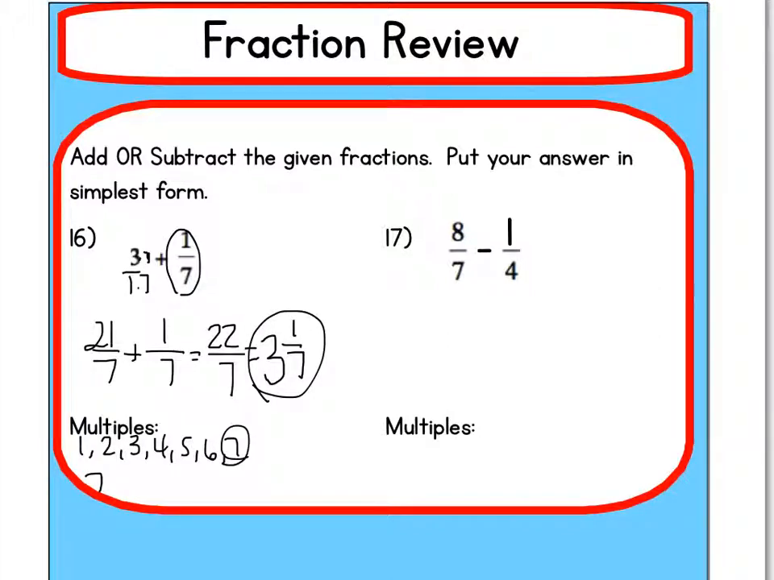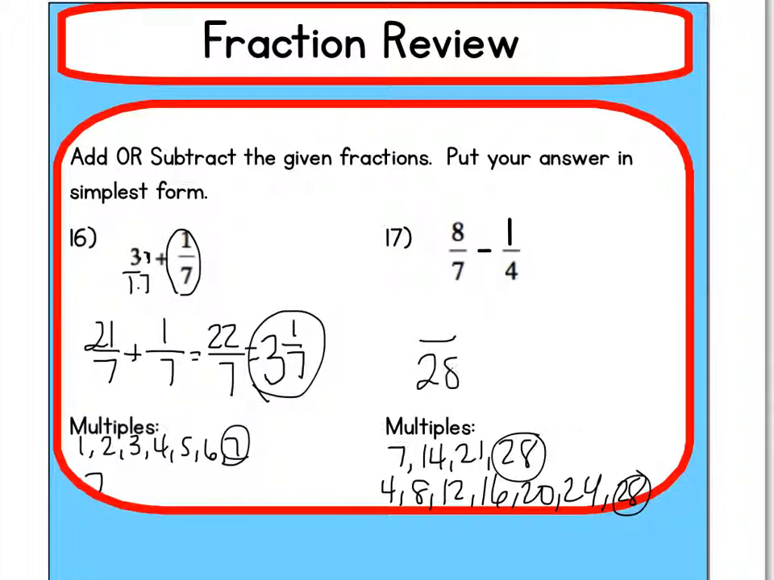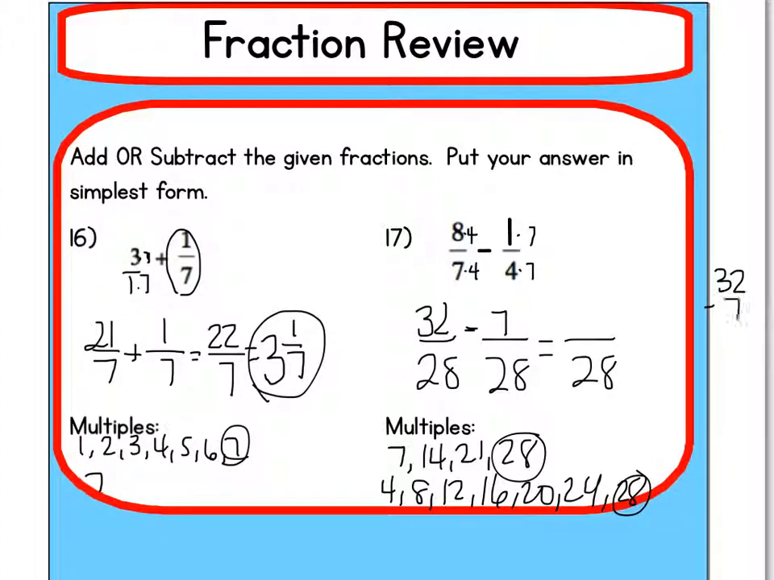On number 17, we have to find our common denominator. I remember from the last slide that we had 7 and 4. They ended up meeting up at 28, but I'm going to just double check. It goes 4, 8, 12, 16, 20, 24. Yep, 28. So we're going to do something over 28, in this case minus something over 28 equals something over 28. So we have to multiply this one by 4 to give us 32. Multiply this one by 7 to give us 7. 32 minus 7, we've got to borrow, gives us 25 over 28.